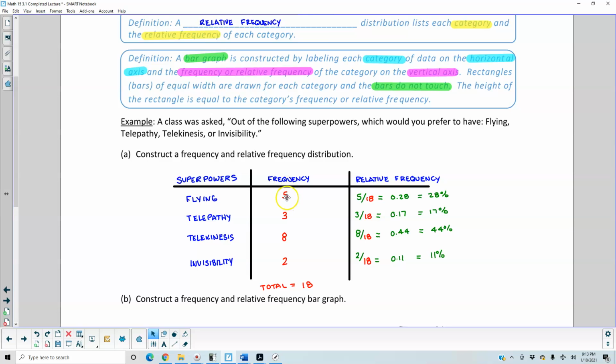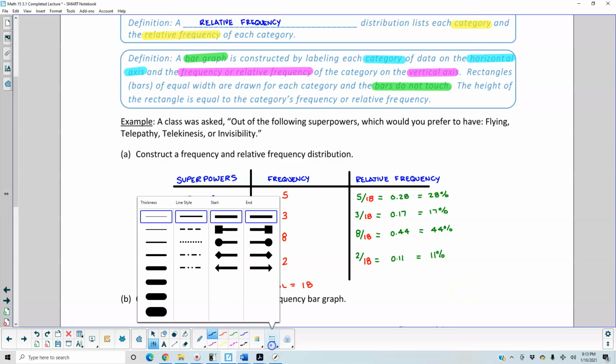Flying, 5 students, the frequency, preferred to have flying. Telepathy, 3 students. Telekinesis, 8. Invisibility, 2. And then in order to find the relative frequency, we need to take the frequency and divide it by the total. So 5 out of 18 is 0.28, which gives us 28%. For telepathy, 3 over 18 is equal to 0.17, which gives us 17%. For telekinesis, 8 divided by 18 gives us 0.44, which is equal to 44%. And 2 out of 18 is equal to 0.11, which is equal to 11%.